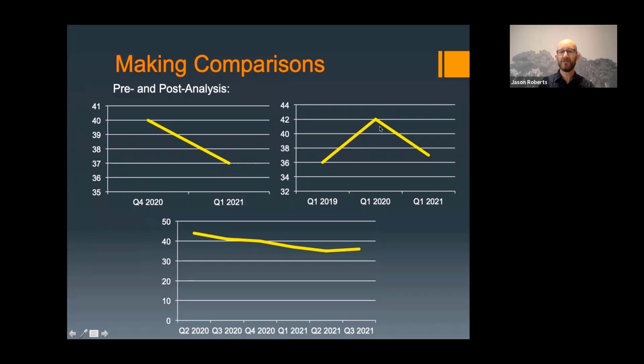So what does this mean? Maybe this was the outlier year. And in fact, so we staged this intervention here, but it actually hasn't made any difference if you want to look at 2019.